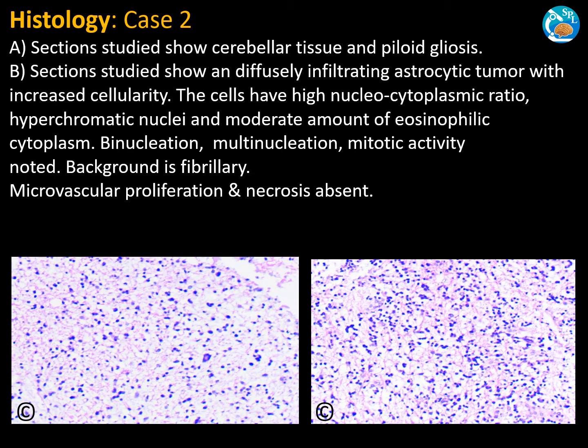The histology of the second case showed cerebellar tissue with pilocytic gliosis in one slide, and the other slide revealed a diffusely infiltrating astrocytic tumor with increased cellularity. The neoplastic cells had a high nucleocytoplasmic ratio, hyperchromatic nuclei, and a moderate amount of eosinophilic cytoplasm. Binucleation, multinucleation, and mitotic activity were evident. Background was fibrillary. Microvascular proliferation and necrosis were absent.